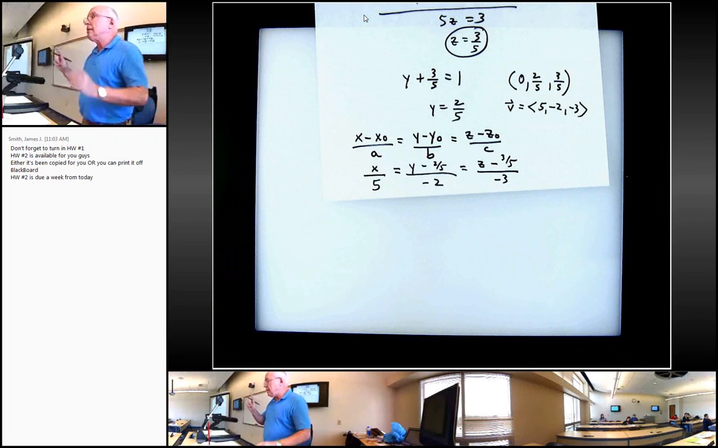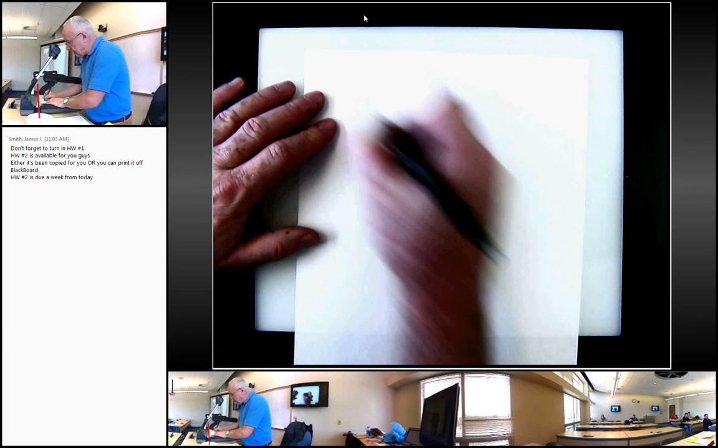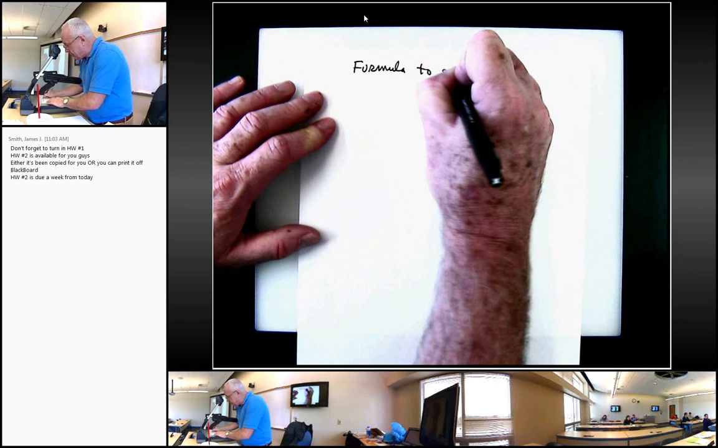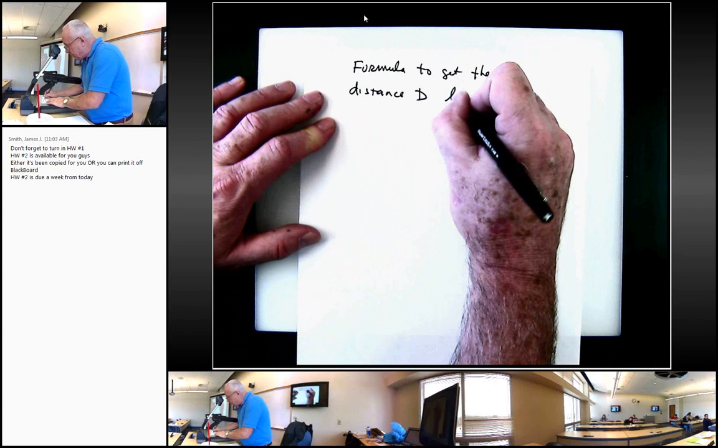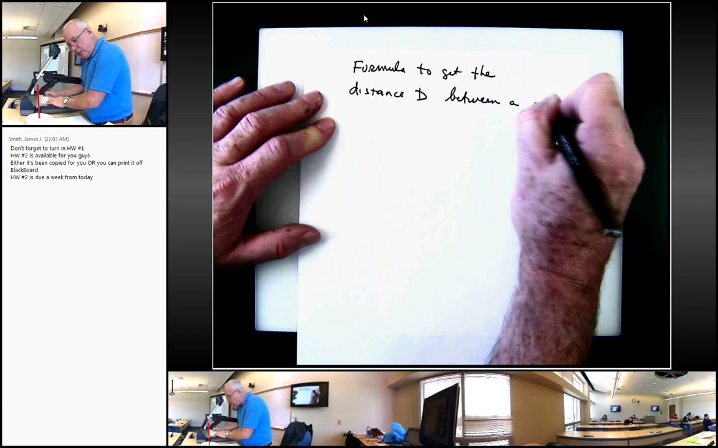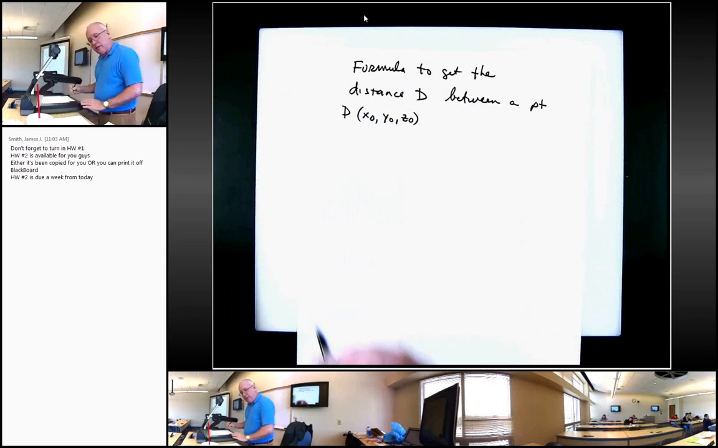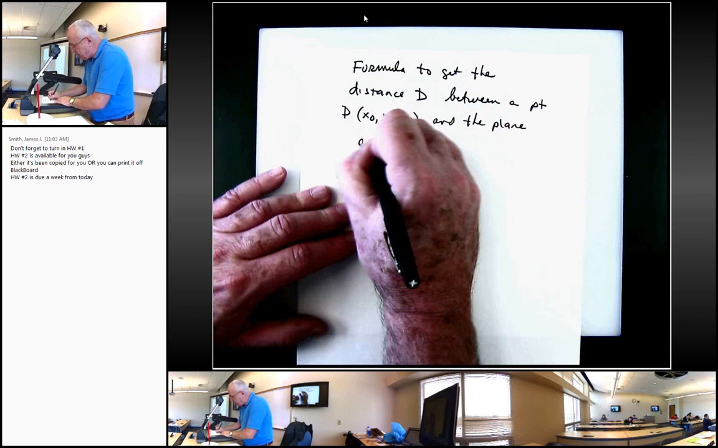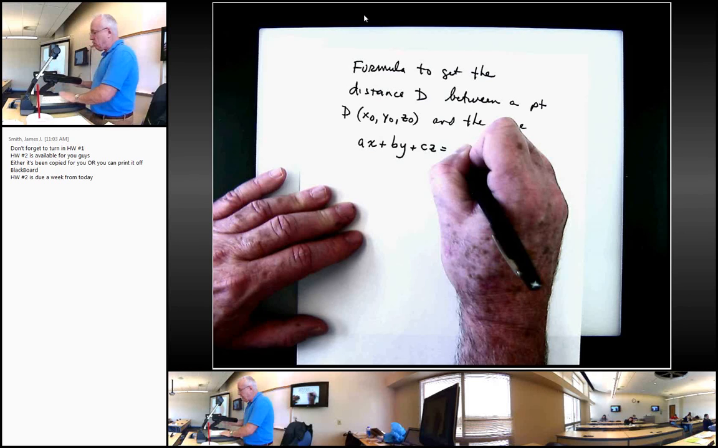So we might go just a couple minutes over. I want to get finished with this section. There's one last concept in this section, and it's a formula to get the distance, we'll call it capital D, between a point and a plane. Between a point P, which has the coordinates x naught, y naught, and z naught, and the plane, and let's say the plane has the general equation a times x plus b times y plus c times z equaling d.